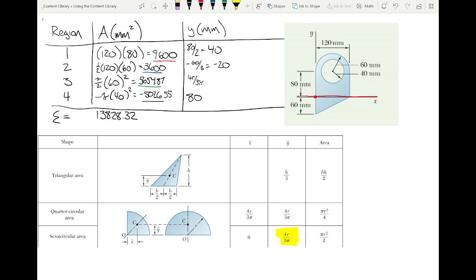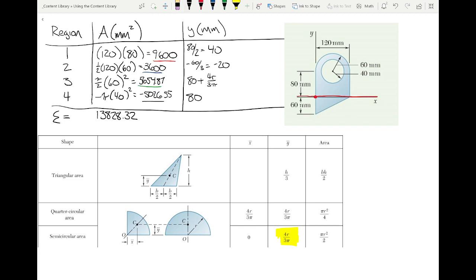We're referencing with respect to the same coordinate system. This will tell you where the centroid is with respect to this line. But if I want it with respect to our common coordinate system, I have to shift that up, right? So I propose that this distance right here is 80 plus 4r over 3 pi. And I ought to just leave it as r.